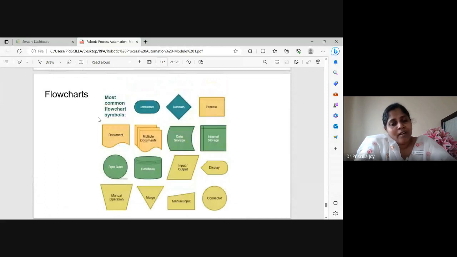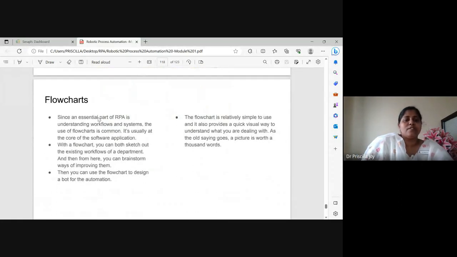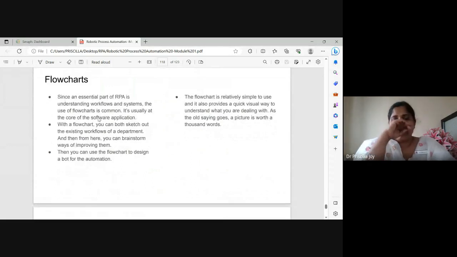We'll have input as well as output using a parallelogram. Then display, manual operation. For merge, we'll have an inverted triangle. Then for connection, that is from one flowchart to another, when we need to connect them, we'll use this connector symbol. So these are some of the known symbols which we'll be using for developing a flowchart.